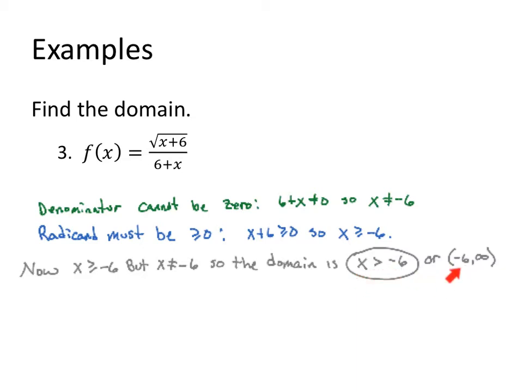And in interval notation, we would call that negative 6 to infinity. Parentheses, because we cannot equal negative 6. Also, we can never equal infinity, so that'll always be in parentheses. And least to greatest, so the negative 6 is smaller than infinity. Negative 6 goes to the left of infinity in our interval.